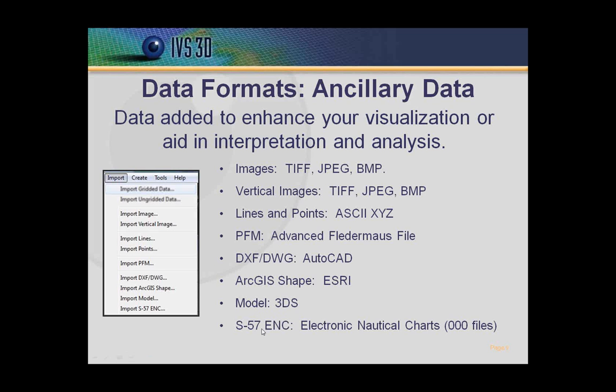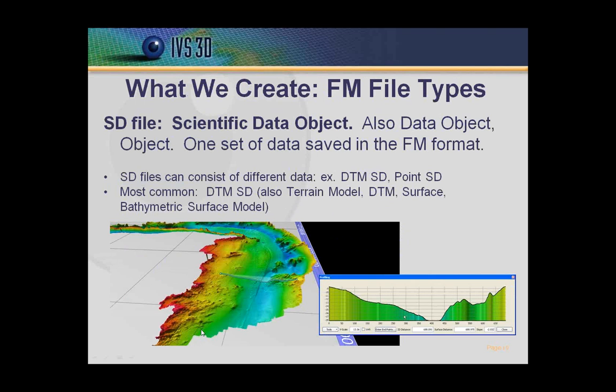And we bring in S57 ENCs. These are the electronic nautical charts that have the extension 000. So all of that can be brought in to help improve the look of your scene, make it cooler, or more importantly, help you really fuse your data together and see all the information together, make a really robust 3D scene. So that's what we bring in.